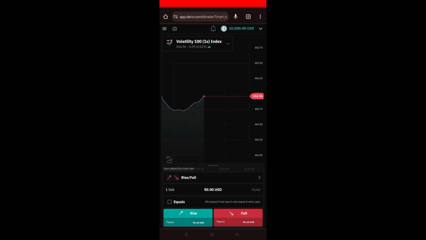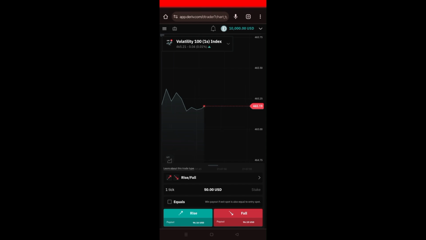Here's the basic idea. When you see the cursor turn green 3 times, it means the market is on a rise, right? But instead of jumping on the rise train, you're going to do the opposite. You're going to hit fall. Why? Because after 3 consecutive greens, the market tends to correct itself and fall. It's kind of like when you eat too many cookies at once. Eventually, you'll crash. The market's the same way. After 3 ups, it needs to come down for a breather.